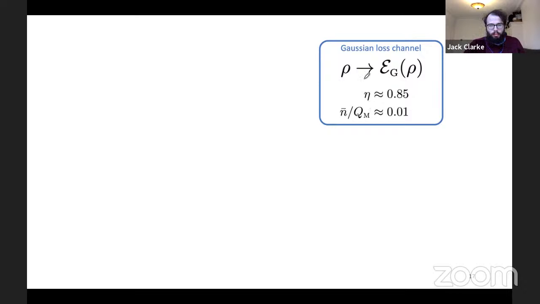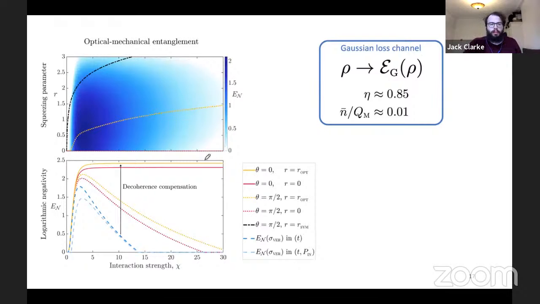And let me show you some plots. I'll explain the top one first. Here we're investigating what the logarithmic negativity looks like as a function of the interaction strength chi and the squeezing parameter r. And we see that by having a non-zero squeezing parameter, you can extend the region where you're able to observe entanglement. Now, let me explain this bottom plot. I should say what the axes are, sorry. We're plotting the logarithmic negativity as a function of the interaction strength.